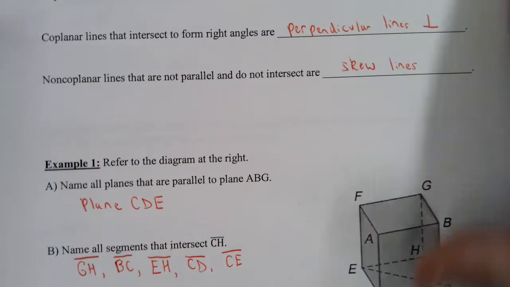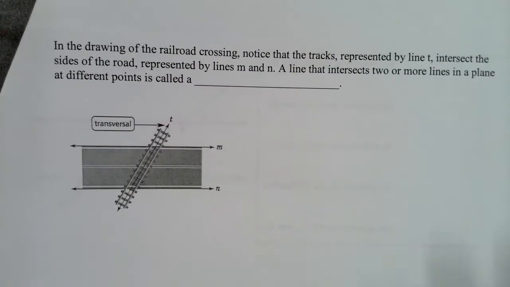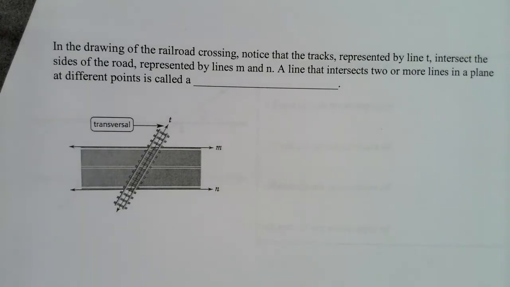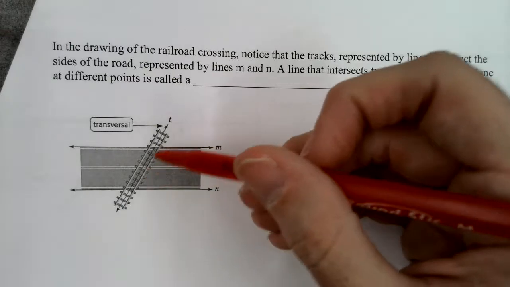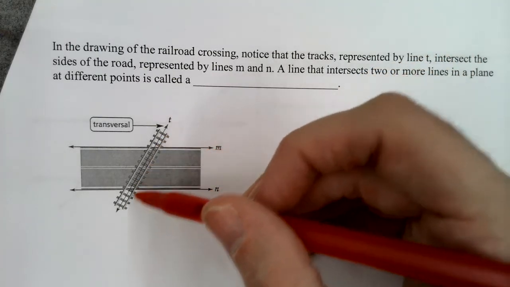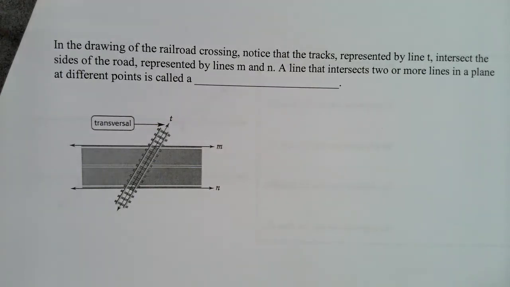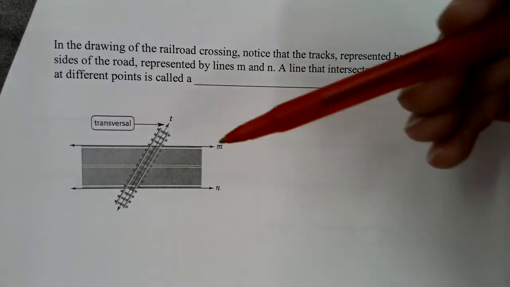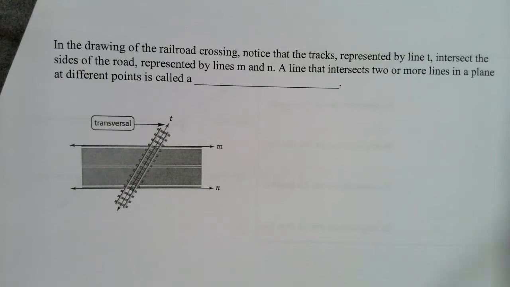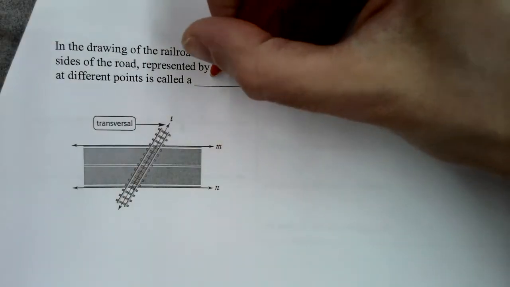Okay, so moving on to page 2. We have one definition at the top of the page. So in the drawing of the railroad crossing below, notice that the tracks, which are right here, represented by line T, they intersect the sides of the road, represented by lines M and N. A line that intersects two or more lines in a plane at different points is called a transversal.